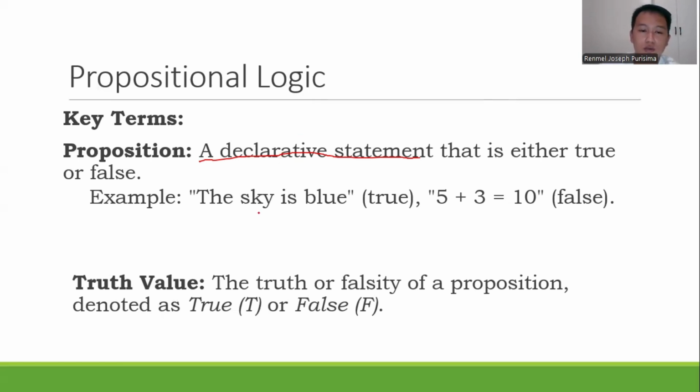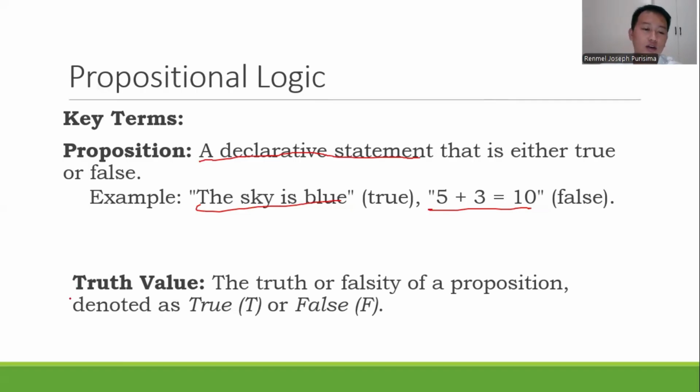Let's say, for example, the sky is blue. Again, that is a declarative statement, and it can be true or false. Second statement, 5 plus 3 is equal to 10. It is also a declarative statement, and it can be either true or false.